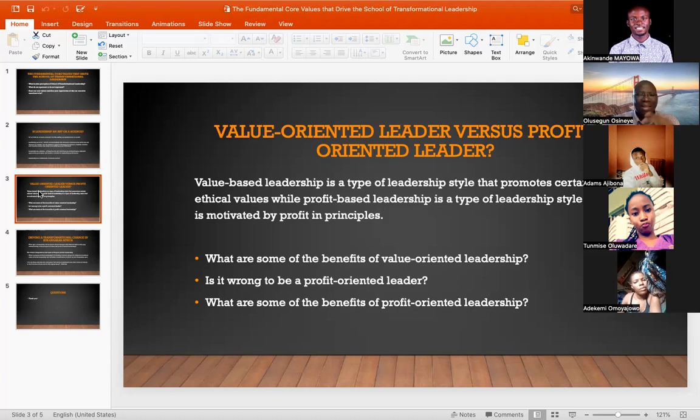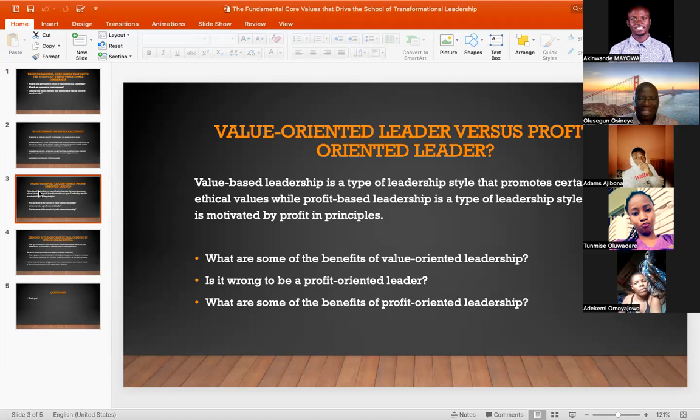That is why the scripture says a good name is better than silver and gold. So much more than focusing on silver and gold, we are focusing on developing the value base of people. So value-based leadership, I would say, is a type of leadership style that promotes certain ethical values. So in School of Transformational Leadership, what we are promoting is ethical values.